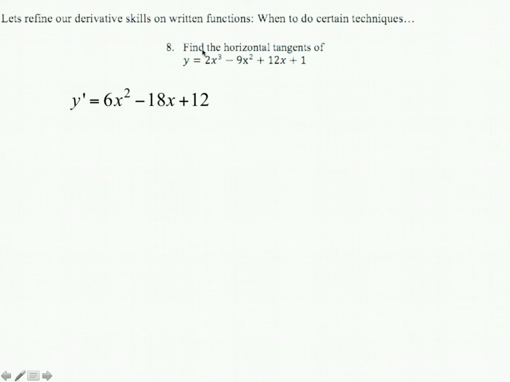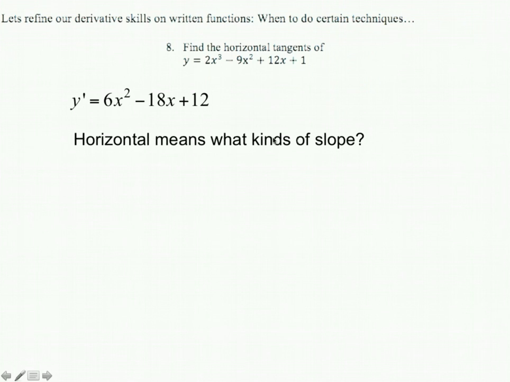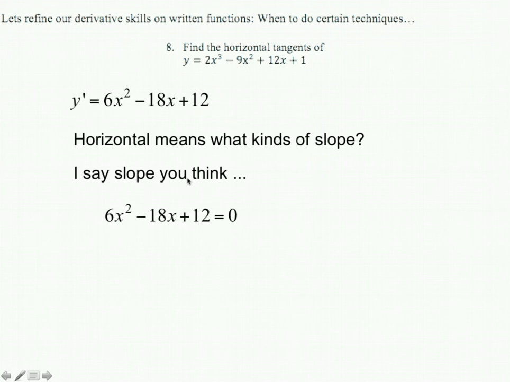So I gave you a nice polynomial here. You just have to do the power rule. So 6x squared minus 18x plus 12 plus 0, but I didn't write that. And now I'm going to set that equal to 0. Okay, so horizontal means what kind of slope? I say slope, you think derivative. So we have a slope of 0. So we're going to set the derivative equal to 0. That means we're finding where the tangent lines are horizontal.